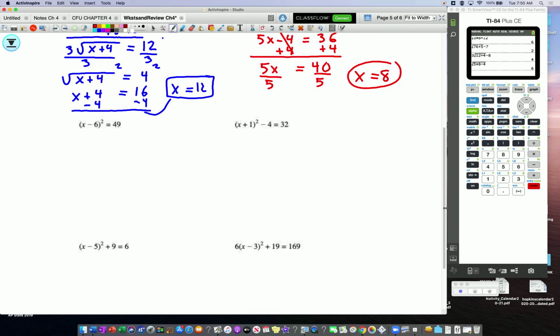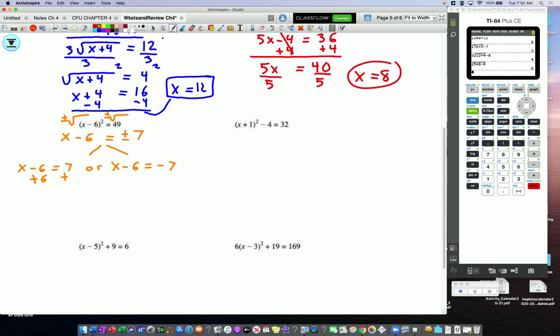But when we solve these and we undo a square, don't forget the plus minus. So like on this very first one, I square root right away because I got the x squared all by itself. Don't forget that plus minus. So I have the equation x minus 6 equals plus or minus the square root of 49, which is 7. So now what this means is I have 2 equations to write. I have x minus 6 equals 7 or x minus 6 equals negative 7.